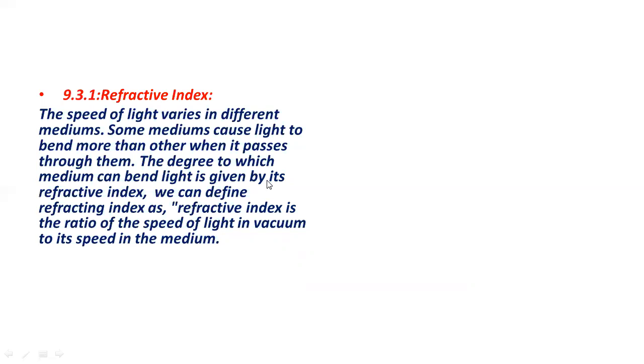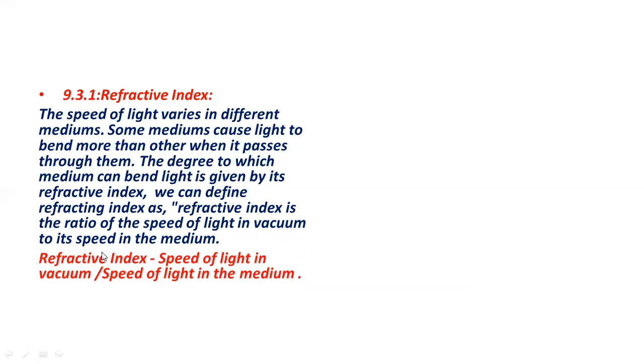And how can we define refractive index? We can define refractive index as the ratio of the speed of light in vacuum to its speed in the medium. Or we can write the formula: refractive index is equal to the speed of light in vacuum divided by the speed of light in the medium. Divided by means ratio: the ratio of the speed of light in vacuum to the speed of light in any medium.